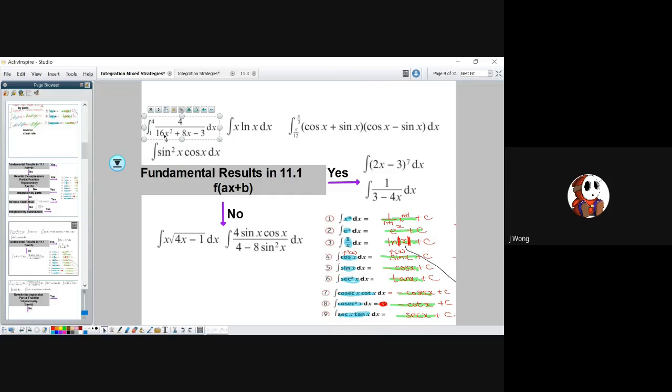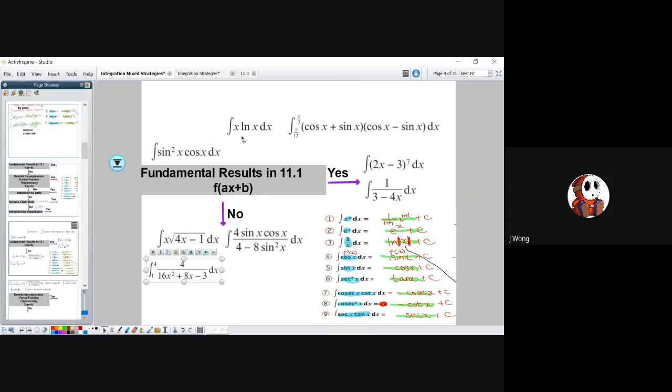This is not a fundamental result, although it looks really like the one written in the third one, but you need to be careful because the denominator is a quadratic function, which is not ax plus b. Whenever we say it is ax plus b, it is a linear form, whereas 16x squared plus ax minus 3 is a quadratic, so no.